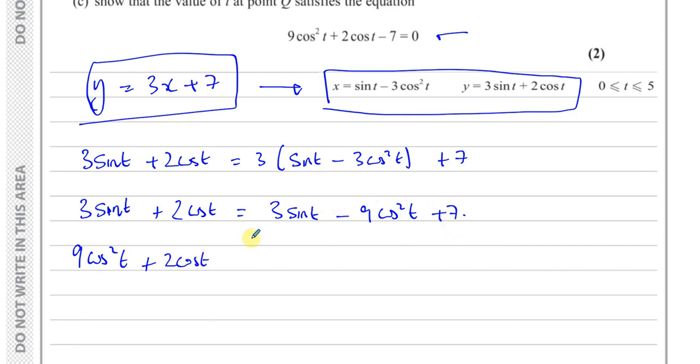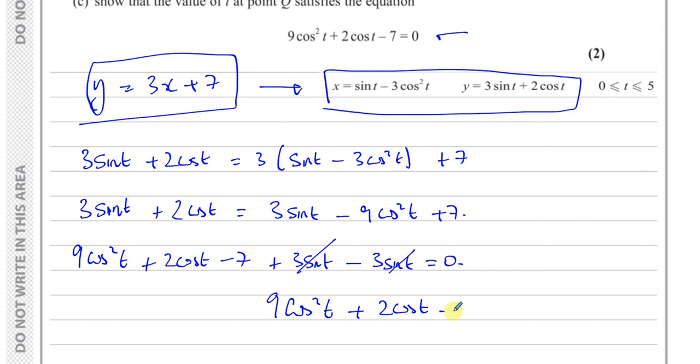I've got plus 7, take away 7 from both sides. Now on this side I've got plus 3 sine t, and this side I've got plus 3 sine t, which I have to take away from both sides. I've got minus 3 sine t equals 0. As you can see, these cancel out, leaving us with what we require: 9 cosine squared t plus 2 cosine t minus 7 is equal to 0. And that's exactly what we had to show.